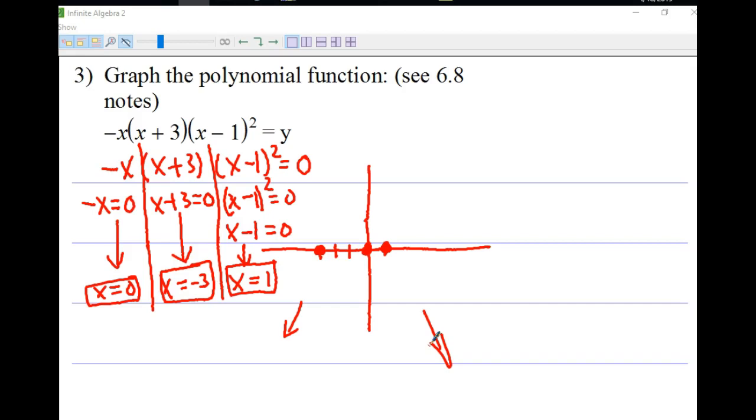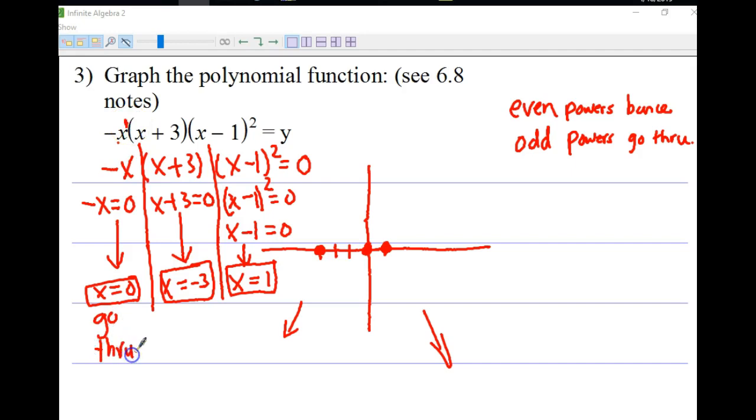Something else that we talked about was multiplicity. It's a little word we probably haven't heard in a while. And what we learned there is that even powers bounce, odd powers go through. And yes, I'm misspelling through. So notice here, for this root, 0, that came from this factor. That's x to the 1st power. That's an odd power. It's going to go through the x-axis.